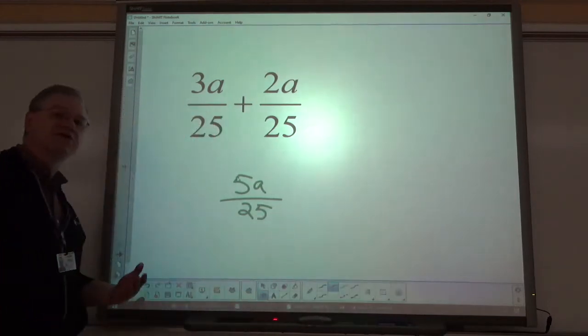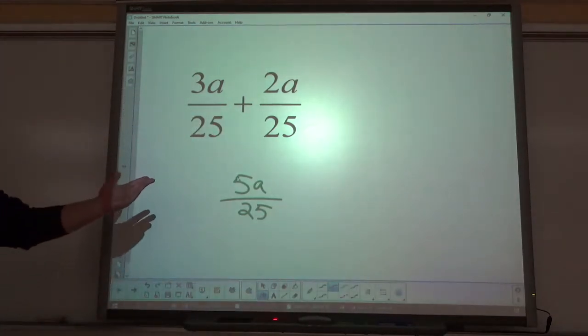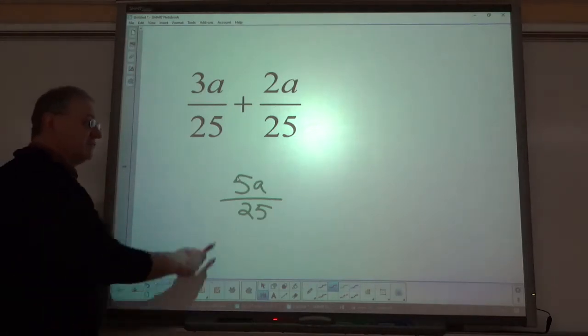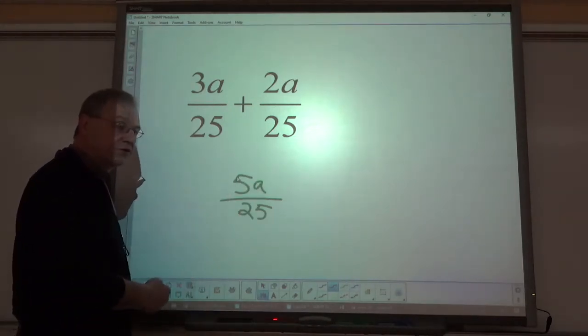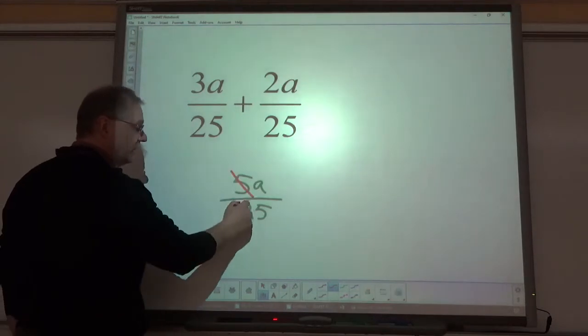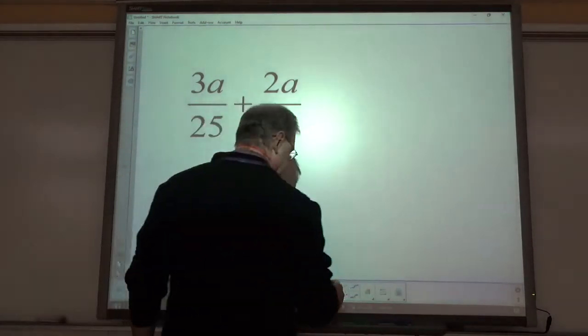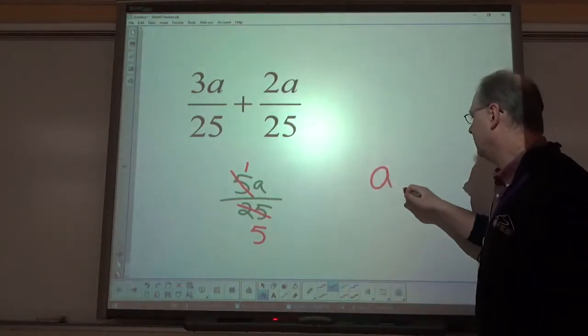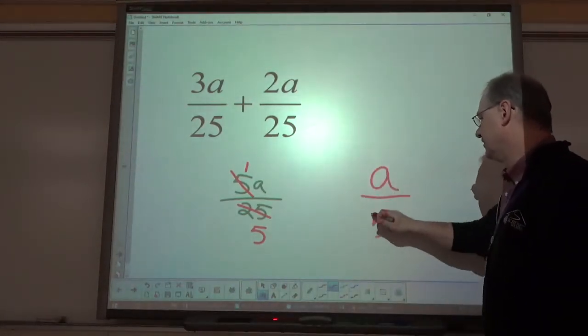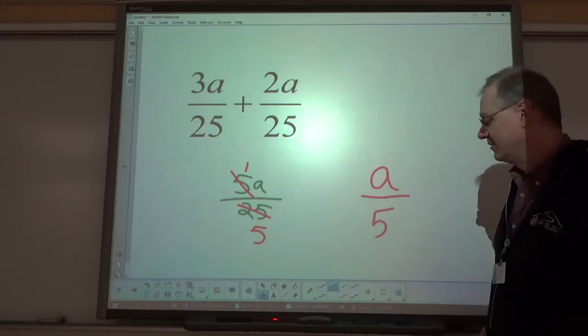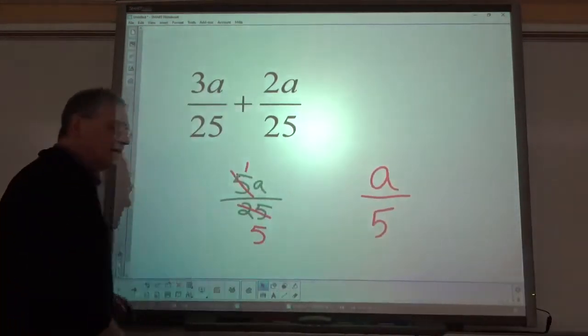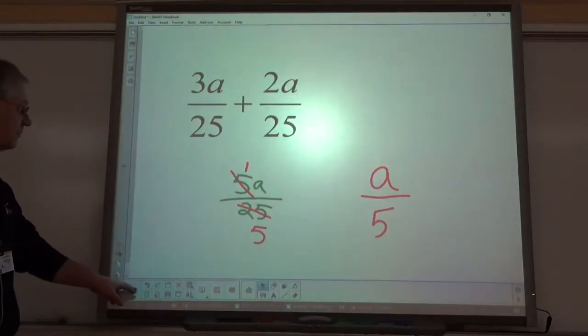Now we see if we can reduce. Well, the 5 can reduce with the 25. There's no addition in the numerator or denominator, so I can go ahead and reduce 5 and 1. My final answer here is a, or 1a, over 5. There you have it. Let's take a look at another example.